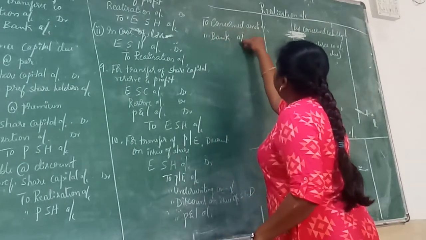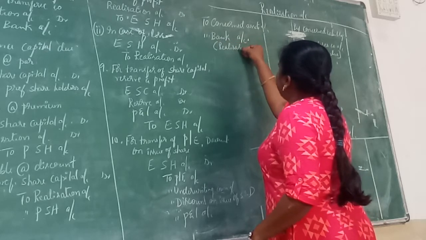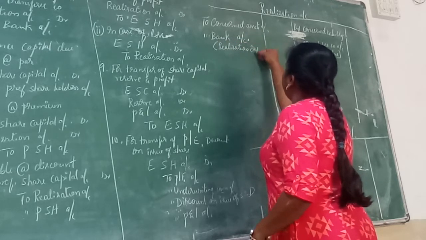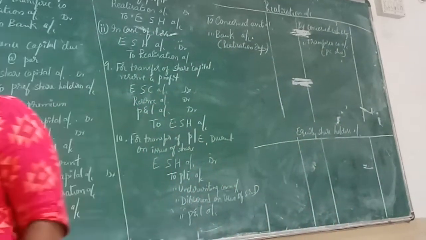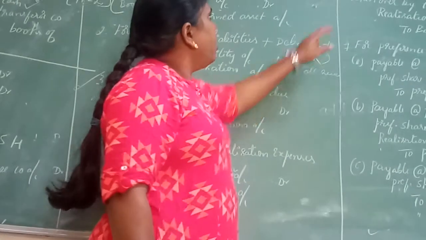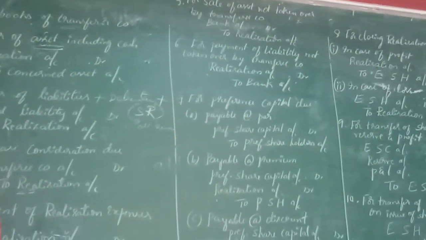Wherever you mention bank, you should write the reason for this. For what purpose you have paid this amount should be mentioned. To bank account, that is realization expenses. Fourth entry over. Next, come to the fifth one, sale of asset not taken over by the transferee company.